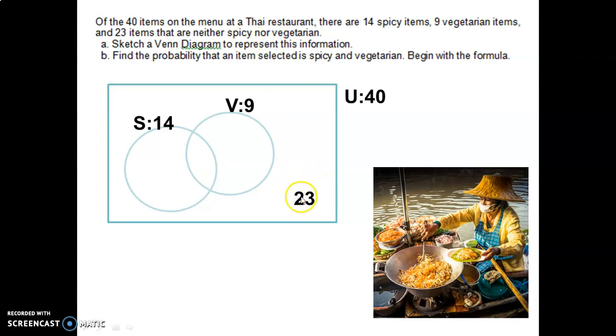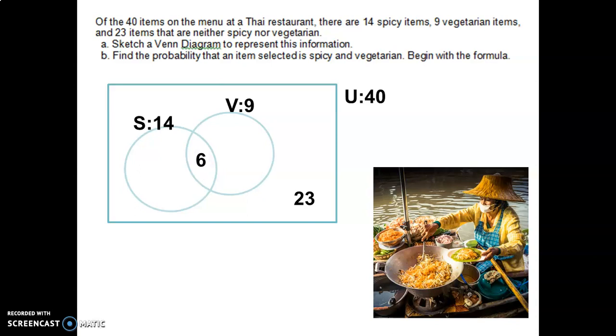So those go here. Now we have 40 in total and 23 that are neither of these, so 40 minus 23 means there must be 17 items in total here. But if we add 14 and 9, that's more than 17. So that's how we knew that there must be an intersection. These must add up to 17, so we know there's a difference of 6. So that is the intersection.